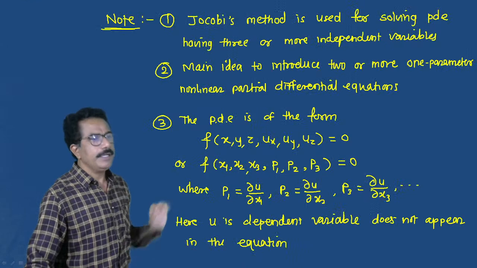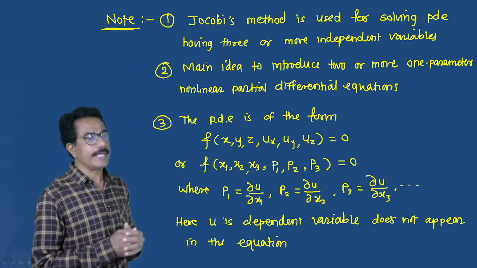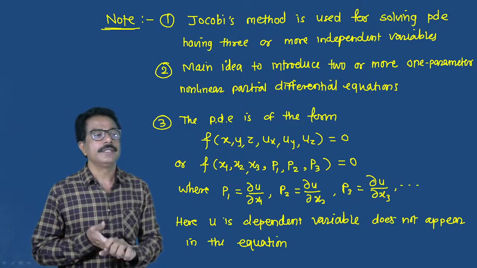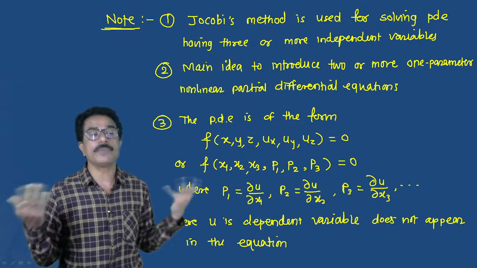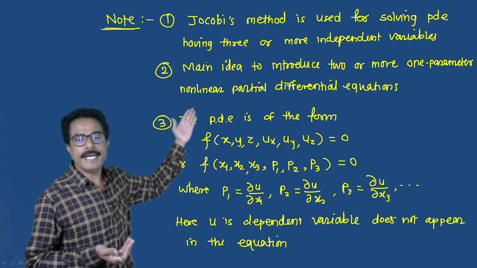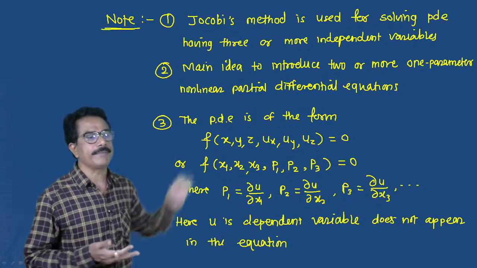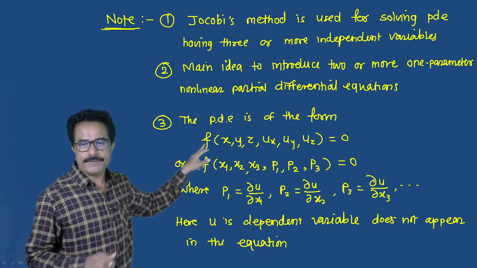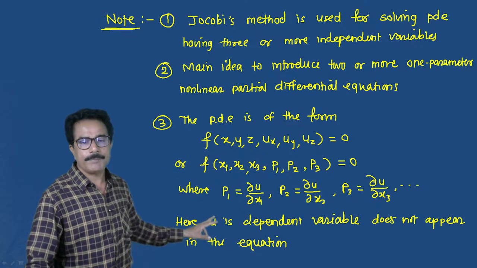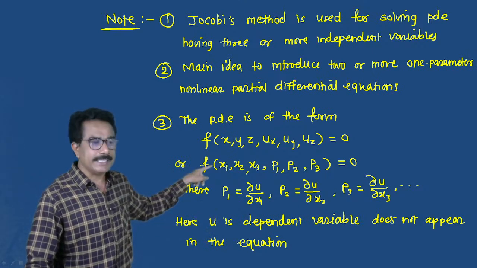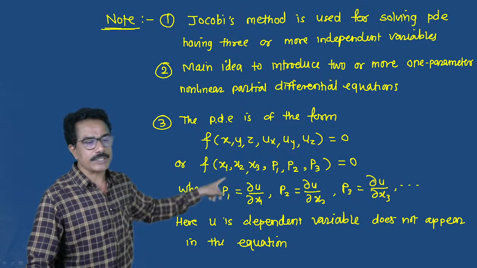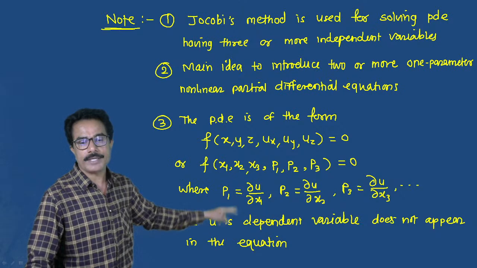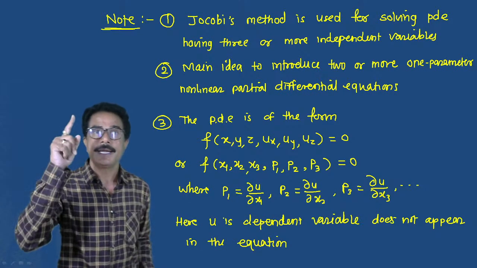Okay. Now these are very important notes regarding the Jacobi method. First of all, the Jacobi method is used for solving partial differential equations having 3 or more independent variables. The main idea is to introduce 2 or more one-parameter families of equations. Then the partial differential equation is in this form. Here we can write it in another form, f of x1, x2, x3, x4, p1, p2, p3, p4, where p1 is equal to dou u by dou x1, p2 is dou u by dou x2, where u is the dependent variable.